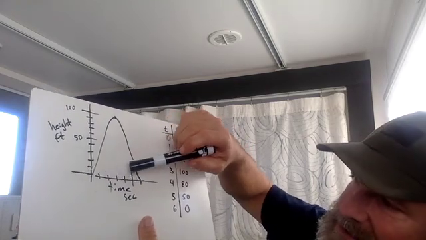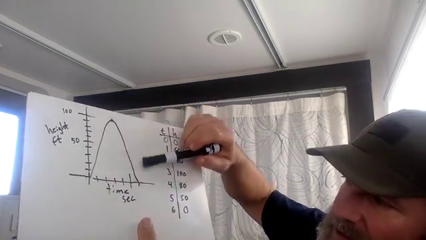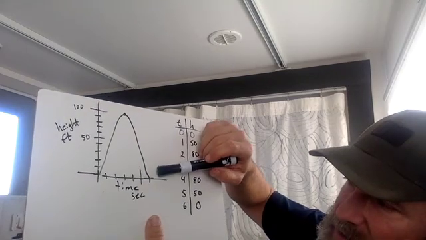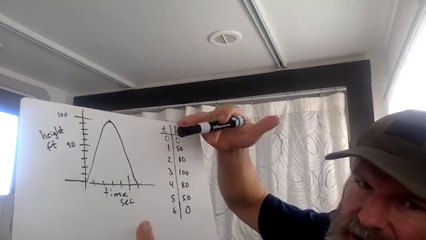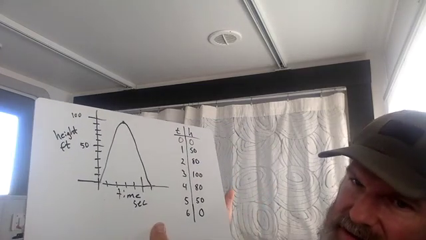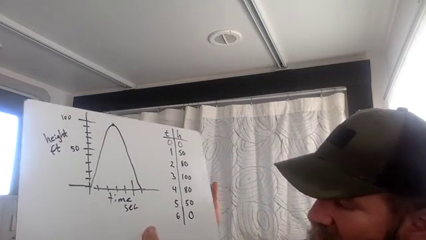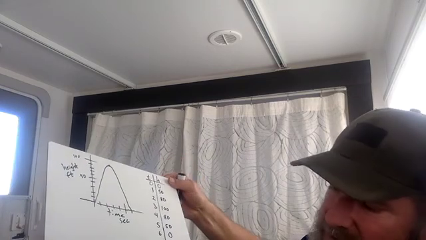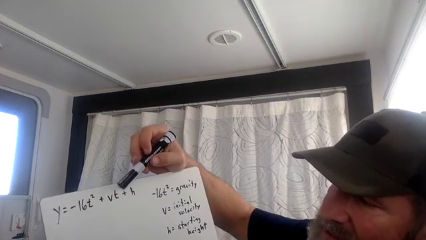So this took 6 seconds for it to go all the way up and come back down and hit the ground in this example. So when it hits the ground, that's an X-intercept. So basically these problems are just finding X-intercepts, which we've been doing. It's a fancy way to say find the X-intercept. Whatever your X-intercept is, that's going to be t instead of x, and that's going to be how long it took, how many seconds.